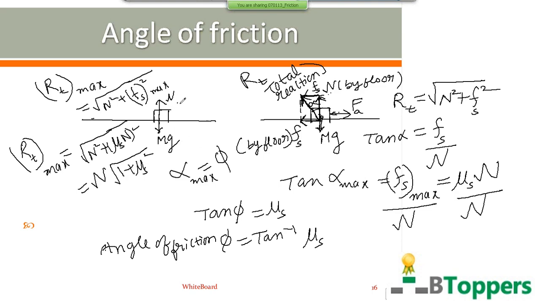The static friction will be 0 when no horizontal force is applied on the block. In the first figure on the left side, no horizontal force is applied on the block. In this case, static friction on the block will be 0. Then the magnitude of the total reaction will be the same as the normal reaction. So the minimum value of the total reaction is equal to the normal reaction.